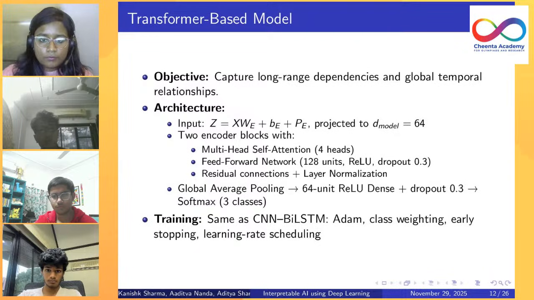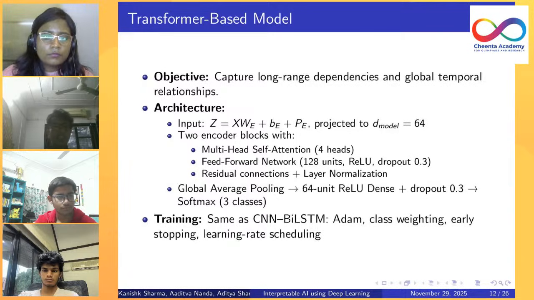After the final encoder block, the sequence of time step representations is averaged along the temporal axis to obtain a single vector z. This operation aggregates information from all time steps, with attention having already weighted which parts of the history are most influential. Now, after these two encoder blocks end, the z vector is fed into a 64 unit ReLU dense layer with a dropout of 0.3. This compresses and refines the global sequence representation before classification, similar to the BioLSTM model.